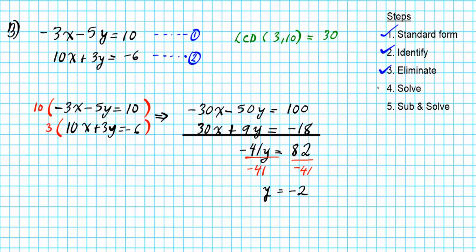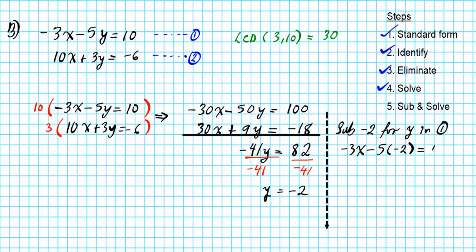Okay, so we just solved. Now to finish up, we're going to substitute this result into any of the first two original equations to solve for x. Okay, so we're going to substitute negative 2 for y. In which equation do we want to use? Let's use the first one. It doesn't really matter which one you use, all right? So we have negative 3x minus 5 times negative 2 equals 10. Negative 3x minus 5 times minus 2 is positive 10 equals 10. I will subtract 10 from both sides.